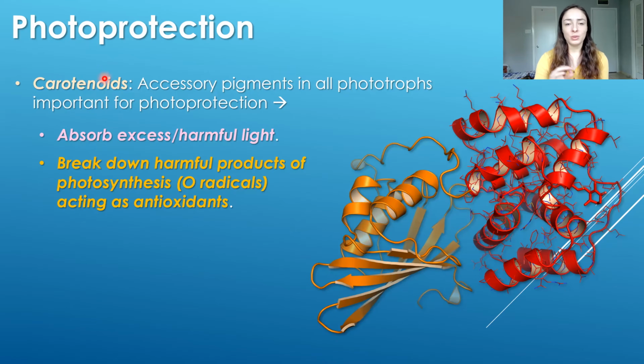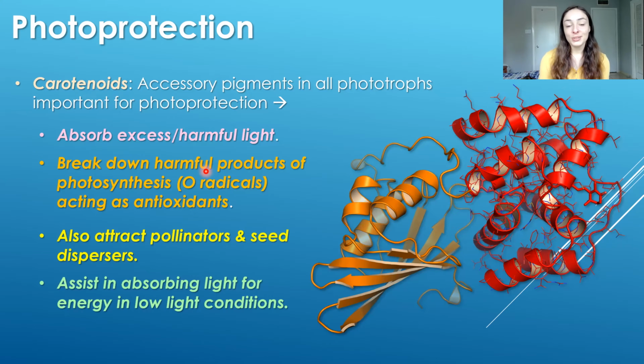And last, for photoprotection, I just want to mention carotenoids. So carotenoids are just great for photoprotection. They are not like the primary pigment for absorption of light in phototrophs, just like I talked about, the primary pigment is bacteriochlorophyll or chlorophyll. And so carotenoids are accessory pigments in all phototrophs that are important for just basically protecting from excess or harmful light. They also protect against the harmful products of photosynthesis, like oxygen radicals. And so they kind of act as antioxidants. And then not only are these carotenoids great for photoprotection, but also they attract pollinators and seed dispersers in plants, and they also assist in absorbing light in low light conditions.